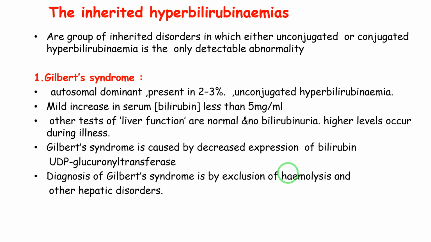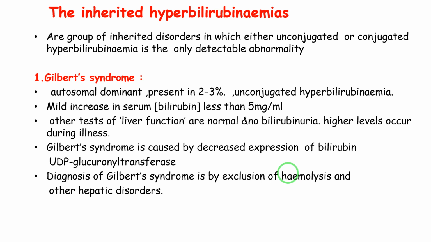The total bilirubin usually ranges between 1.5 to 3 milligram per deciliter, and the defect in this condition is a decrease in the expression of the conjugating enzyme, the UDP glucuronosyltransferase. Under normal conditions, it can perform in a good way, but under stress, illness or fasting, the defect becomes more obvious.